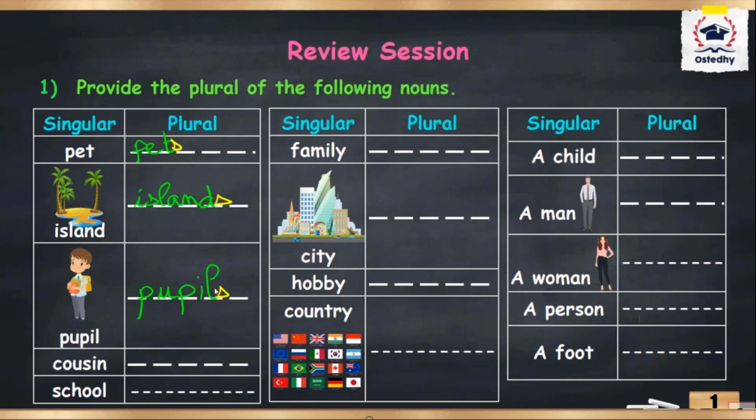Let's have another. Isra, are you there? Please open your mic so that I can talk to you. Okay, Isra, can you hear me? Yes, Miss. Good. So, hi, Isra. What is the next word after pupil? Cousin. Good. So, how do I make it in the plural form? Cousins. Exactly. So, I will add an S. Good. Thank you so much, Isra.